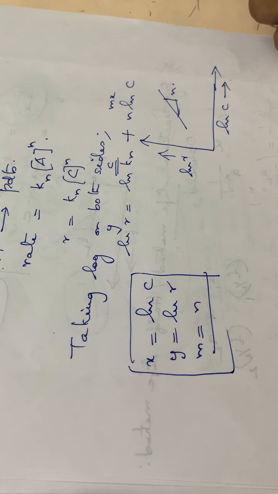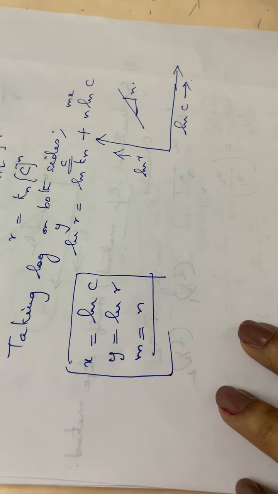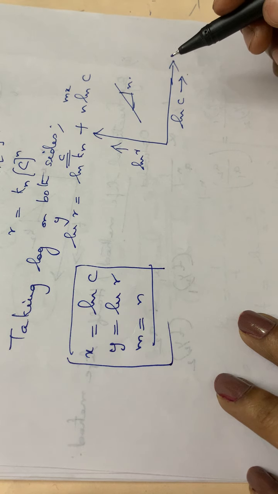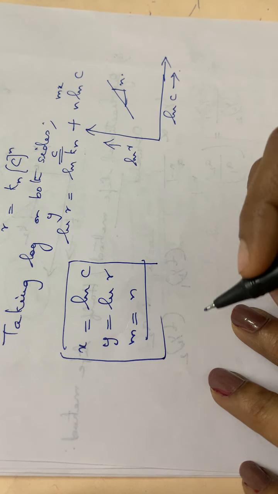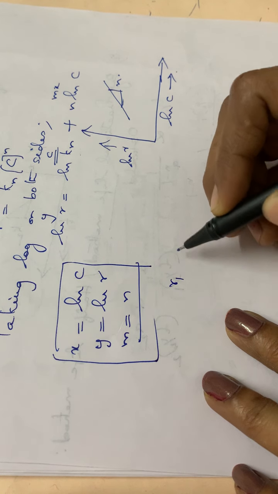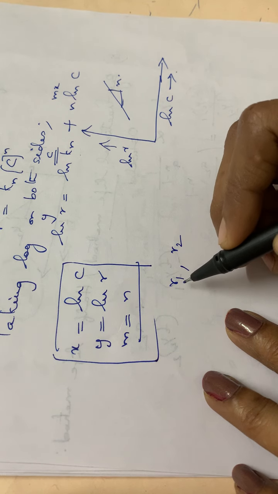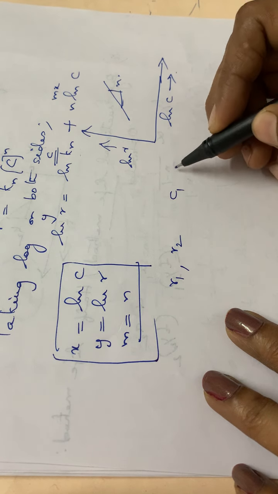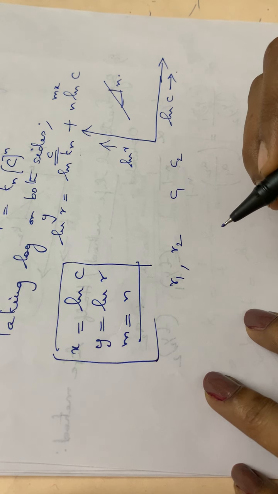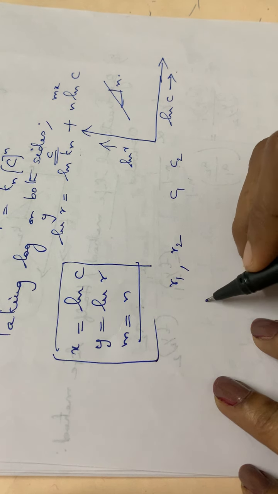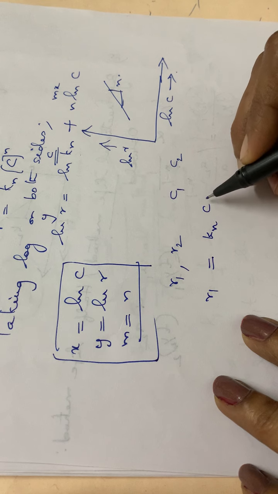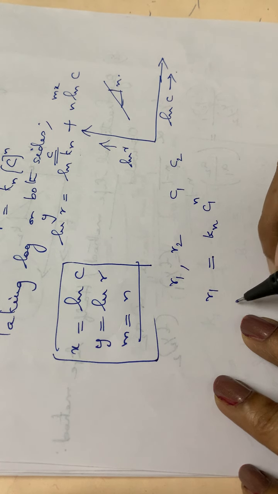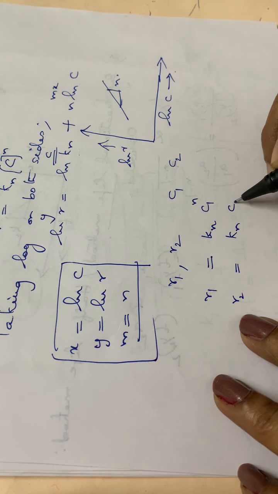Then again, ln R is equal to this much, so we will be getting a slope like this. Then again, if we are calculating two different rates, R1 and R2, at two different concentrations, C1 and C2, then how will you write R1? R1 is equal to Kn into the first concentration C1 raised to n, and R2 is equal to Kn into C2 raised to n.